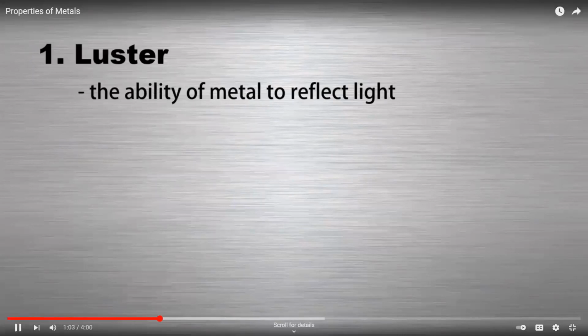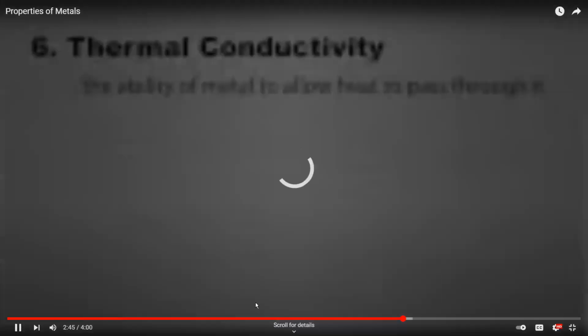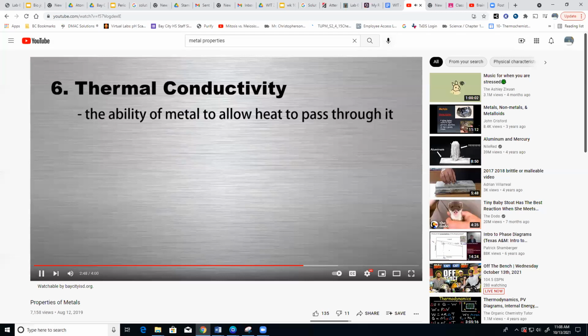We'll see, this one looks kind of boring, y'all. The ability of metal to allow heat to pass through it. Okay. Let's do that one for this. It's a little boring. All righty. I think we will call it a day. I'll try to find a better one for the different properties. That one.